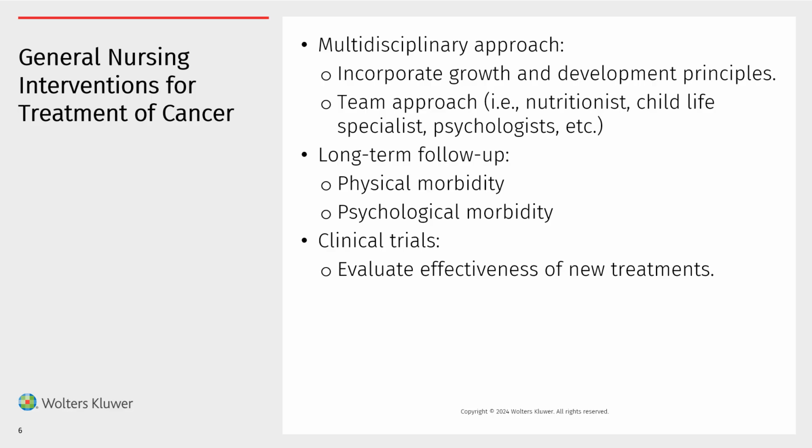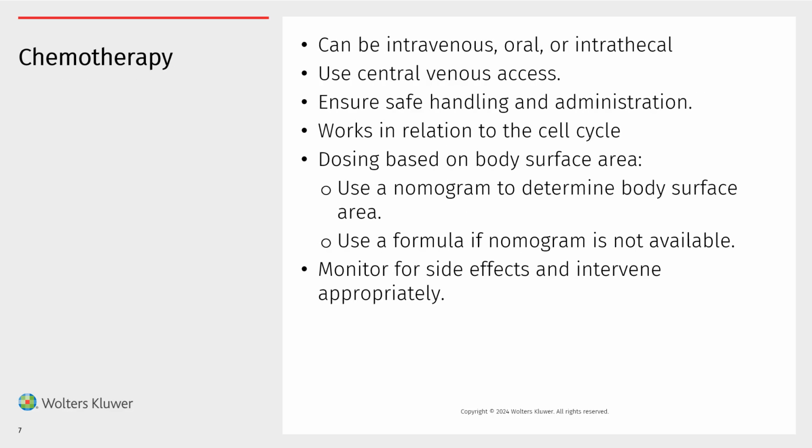General nursing interventions for the treatment of cancer. We take a multidisciplinary approach. We try to incorporate growth and development principles. We get a team together: nutritionists, a child life specialist, psychologists, the doctor, the nurse, physical therapy, occupational therapy. We do long-term follow-up on physical morbidity, mishaps that happen, psychological morbidity, and then looking at clinical trials to increase effectiveness in treating cancer.